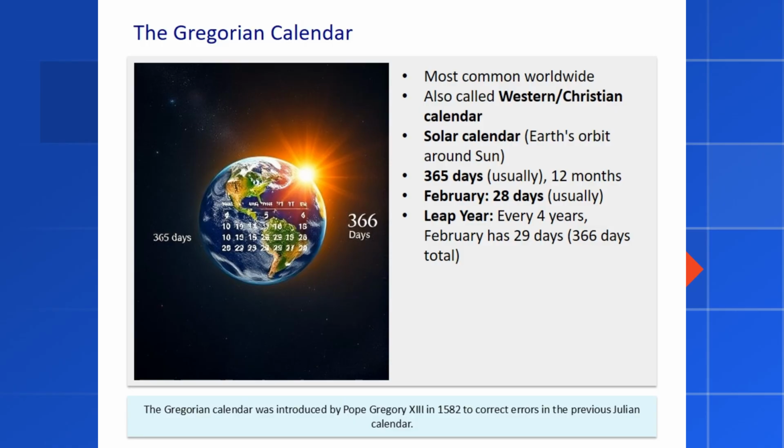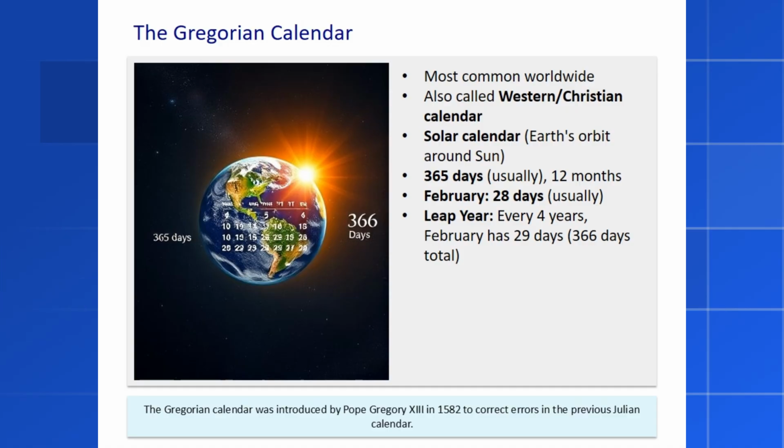Let's start with the Gregorian calendar. This is the calendar you see almost everywhere in the world. It's also known as the Western or Christian calendar because it was first used in Europe. It's a solar calendar, which means it's based on how long it takes for our Earth to travel all the way around the sun, which is about 365 days.